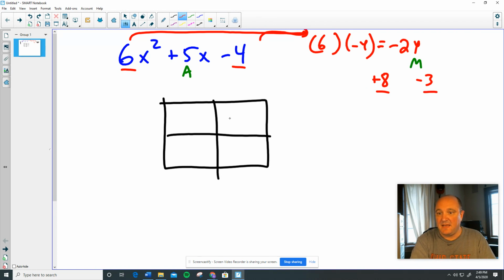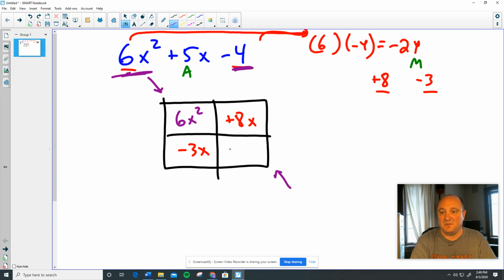negative 3, and those are the x values. So I'm putting those here and here in the box. It doesn't matter which one I put where, as long as I put them in the upper right and lower left. I'm now taking this 6x squared, this term, and I always put that here in the upper left. I take this negative 4, and I always put that over here in the lower right. The number just goes there.